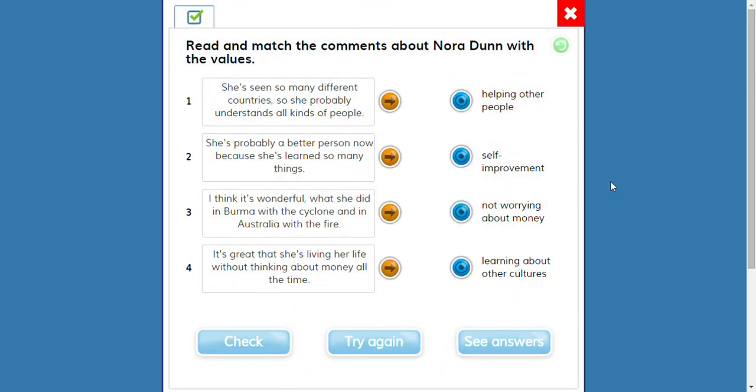Here are the comments and here is the value. For example, she's seen so many different countries, so she probably understands all kinds of people. Helping other people, is that the value? I don't think so. Self-improvement, not worrying about money, or learning about other cultures. Could be learning, could be this. No, number two, she's probably a better person, not because she learned so many things. Aha, this could be also, no?